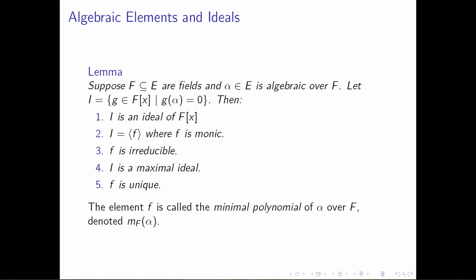Because it's unique, whatever element f that we obtain using this lemma is called the minimal polynomial of alpha over the field F, and we're going to denote that from this time onward in the slides as m sub F of alpha. Now what I'd like to do is prove this lemma, because this uses a lot of nice little things that we've learned along the way in ring theory and the study of integral domains.